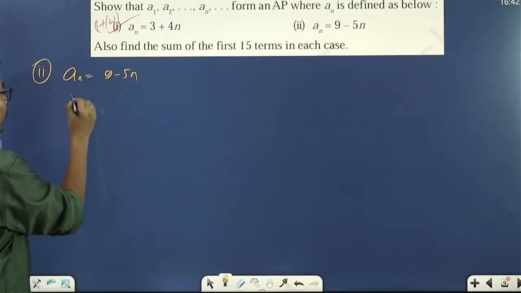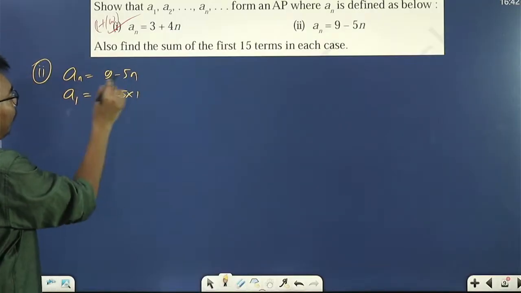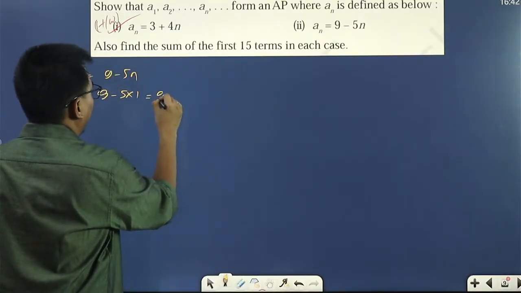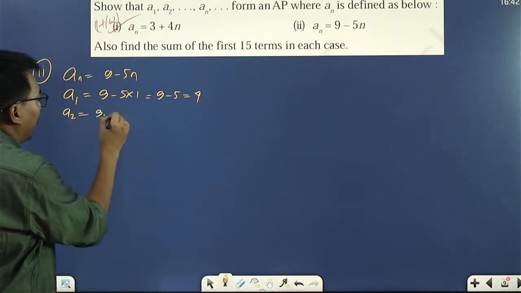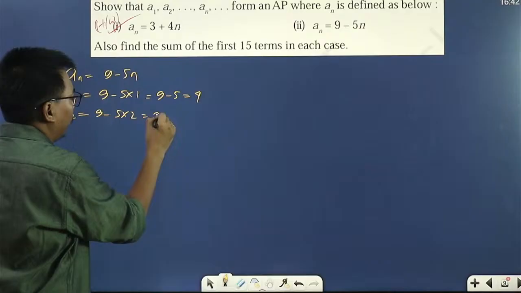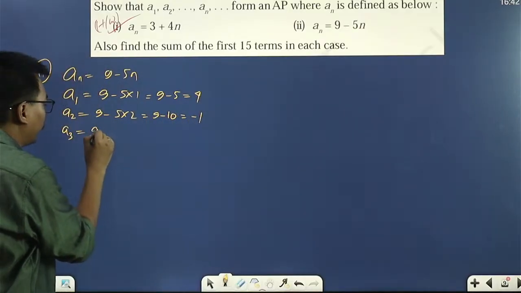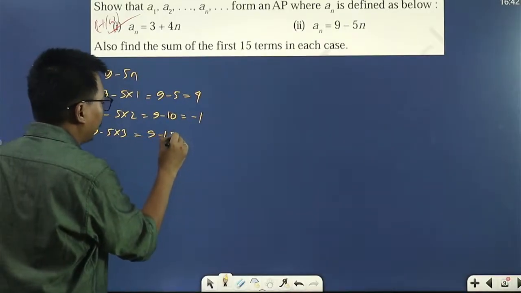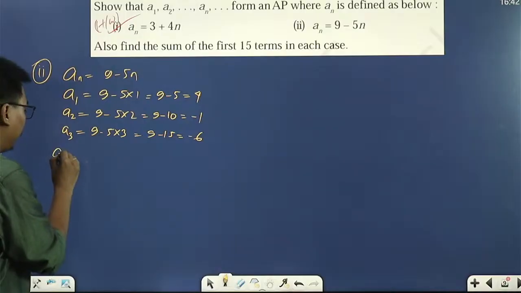Now see, what will be A1? A1 will be 9 minus 5 into 1. In place of n, we'll put 1, okay? Then we'll get 9 minus 5, which is 4. Then A2 is 9 minus 5 into 2, which is 9 minus 10, which is minus 1. Then A3 is 9 minus 5 into 3, which is 9 minus 15, which is minus 6.